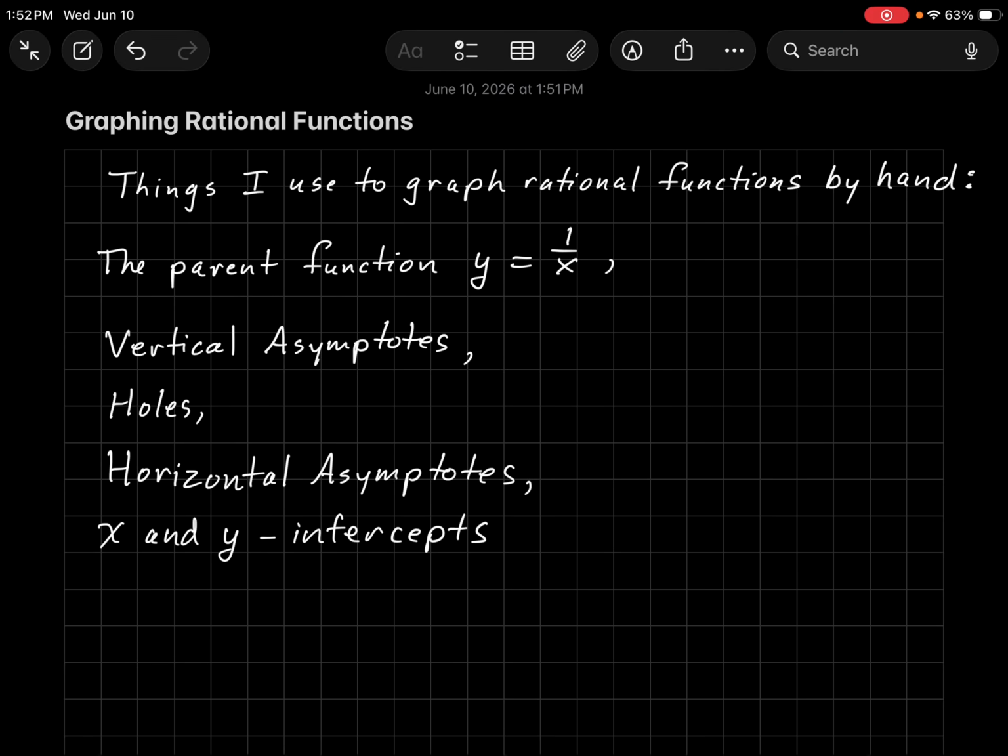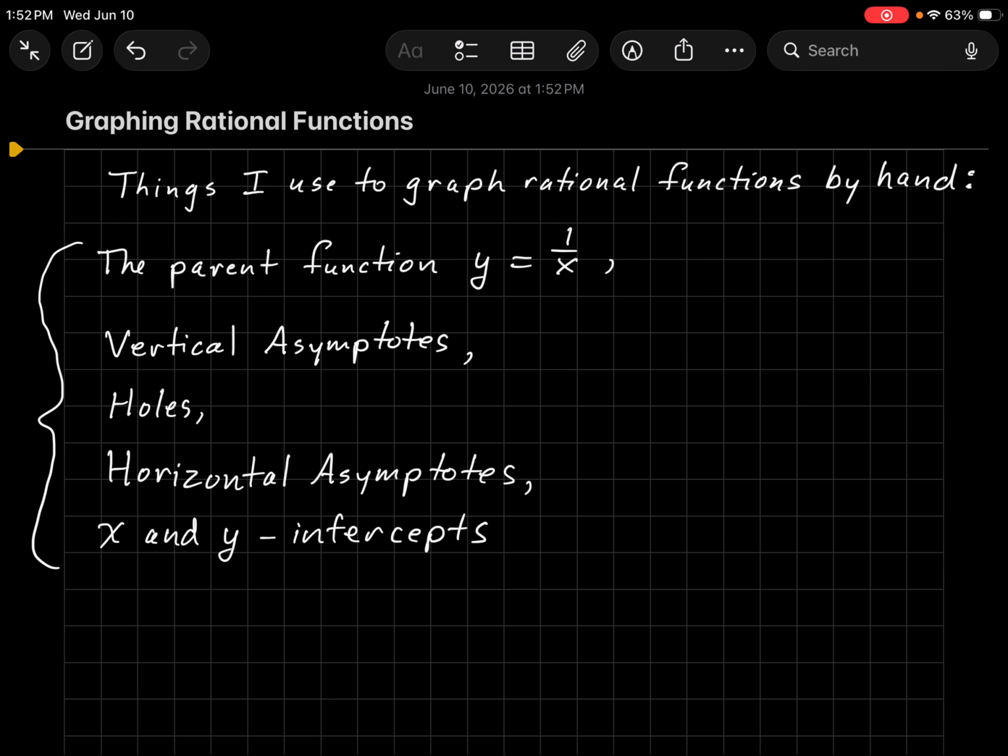Graphing rational functions by hand. The following are the things I use to graph rational functions by hand. Sometimes I use all of them, sometimes I leave off the x and y intercepts, other times I find other points, but generally speaking, these are the things that I use to graph a rational function by hand.